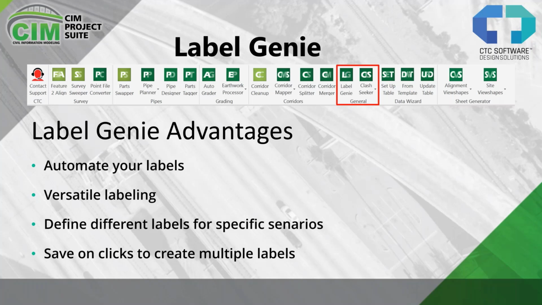So Label Genie is on the project suite of toolbars. As I mentioned, it's right there in the general portion. And some of the advantages of it is it will automate your labels, meaning that you can do things all at once versus hunt and peck and push one at a time. And Civil 3D does some of those, but not to the best. And so it's versatile in that way. And then we can define different labels for specific scenarios, and we'll show you that a little bit here today, which ultimately will save clicks and time.